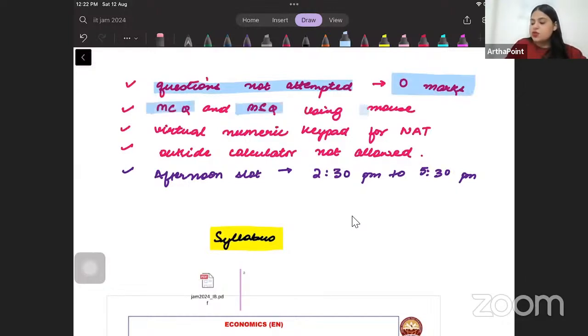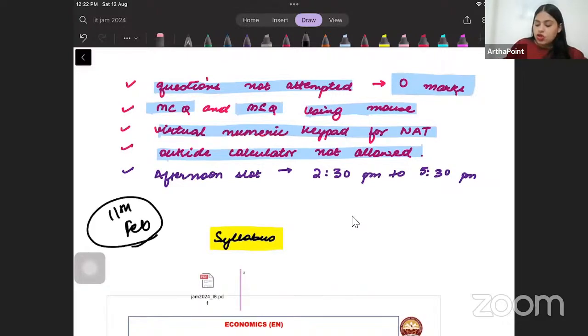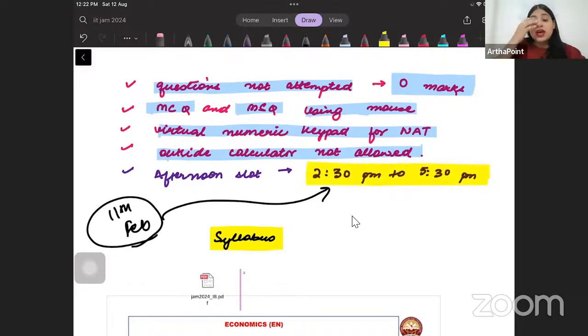MCQ and MSQ have to be done using mouse. Mouse पे click करना है, ये option सही है, ये option सही है. Virtual numeric keypad is available for NAT questions. Outside calculator is not allowed. And बेटा आपका slot already आ चुका है on 11th of Feb. Your exam will be from 2:30 to 5:30 PM. So this is the time which has already been announced for your exam.